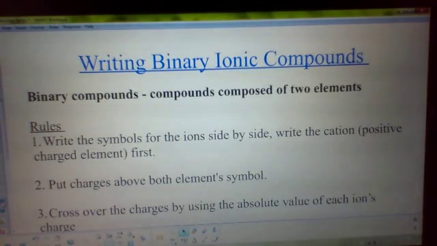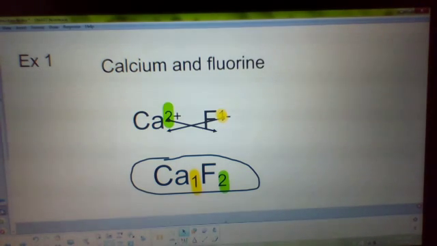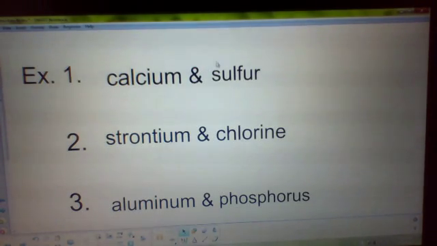Please work with your neighbor to answer the following ones: calcium and sulfur, strontium and chlorine, and aluminum and phosphorus.